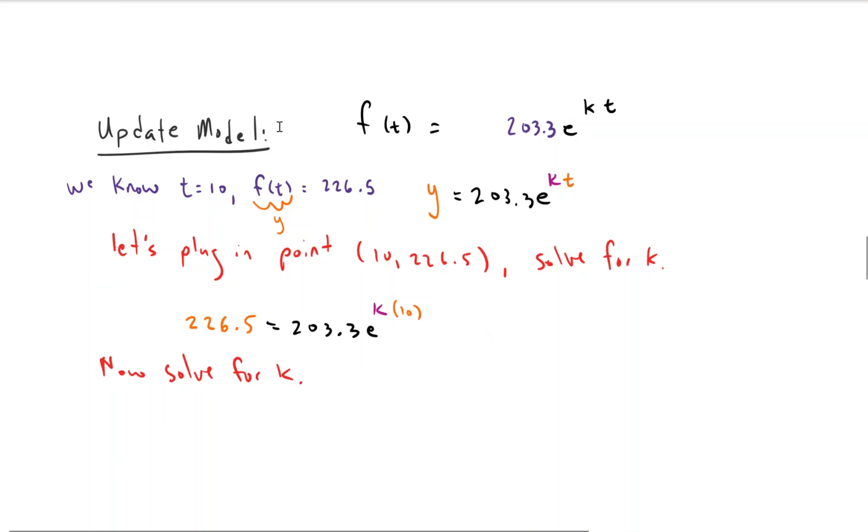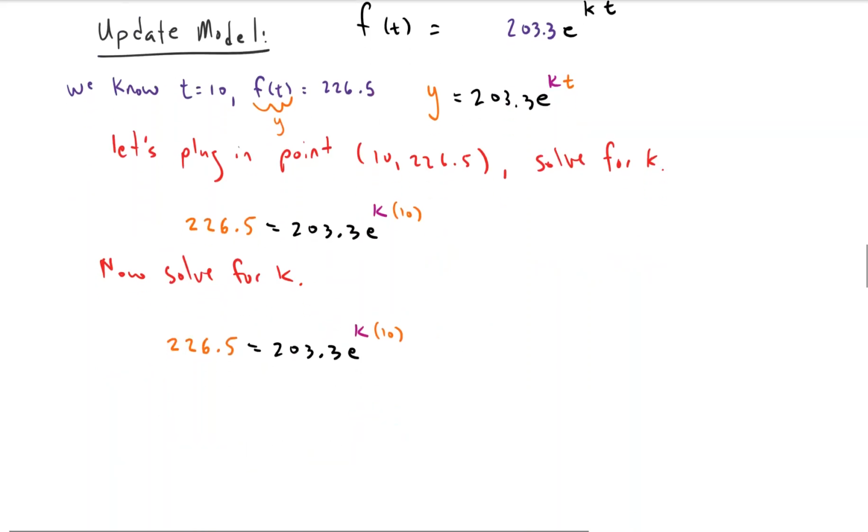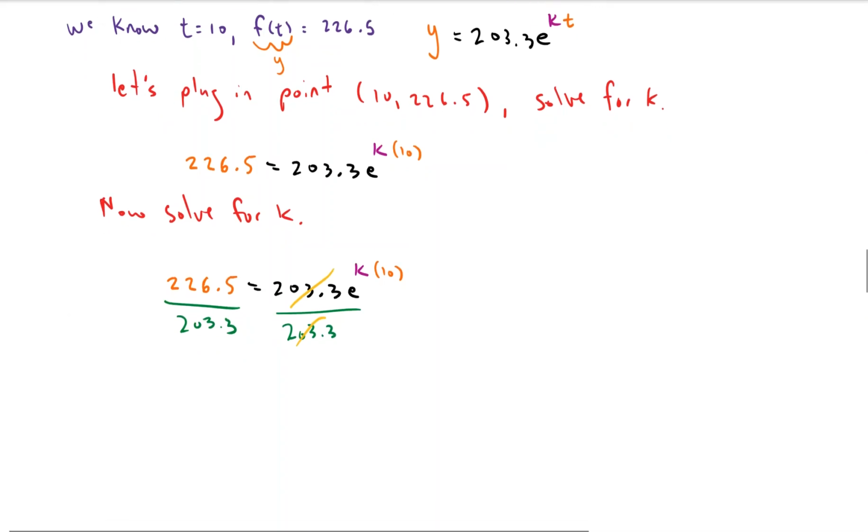We have our equation. I'm going to copy and paste it down here so we can move a little bit faster. We need to isolate the exponential, so I'm going to do that by dividing away 203.3. That's great because the 203.3 cancels on the right side of the equation. And what are we left with now? We're left with 226.5 over 203.3 equals e to the k times 10.